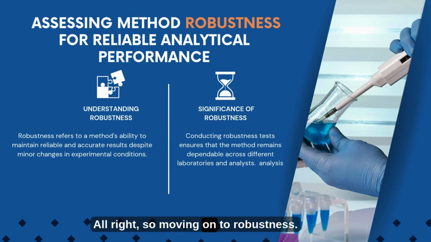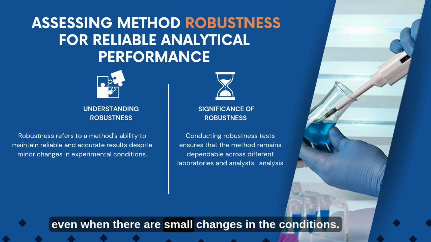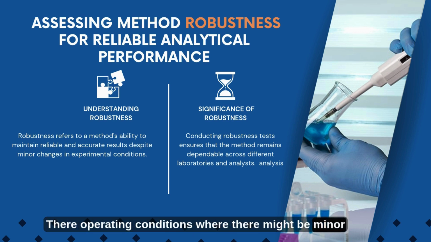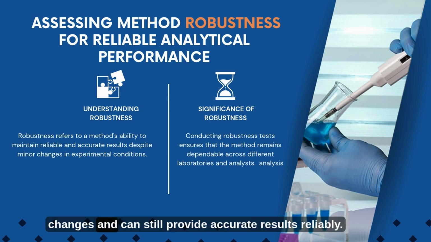Alright, so moving on to robustness, think of it as the method's reliability even when there are small changes in the conditions. It's like checking if the method still works well if the temperature fluctuates a bit, the pH is slightly different, or the flow rate changes. You deliberately vary these parameters within a certain range and see if the results are still consistent. This helps ensure that your method is reliable even under small operating conditions, where there might be minor variations. It's about proving the method isn't too sensitive to small changes and can still provide accurate results reliably.